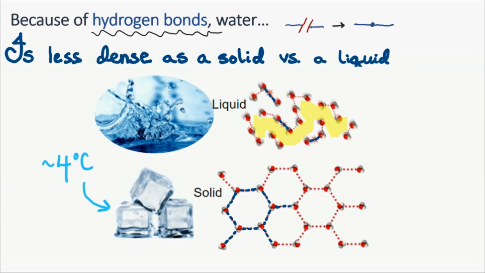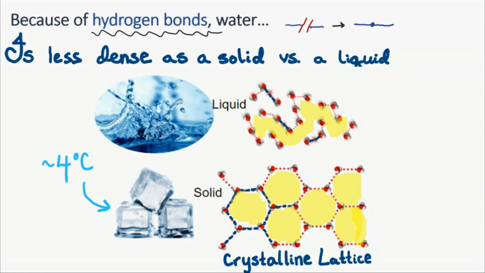It forms this hexagonal crystalline lattice structure, which you can see has many, many more empty spaces in it than liquid water. These large empty spaces are what make solid water, meaning ice, less dense and lighter than water, which causes the ice to float when it's placed in liquid water.